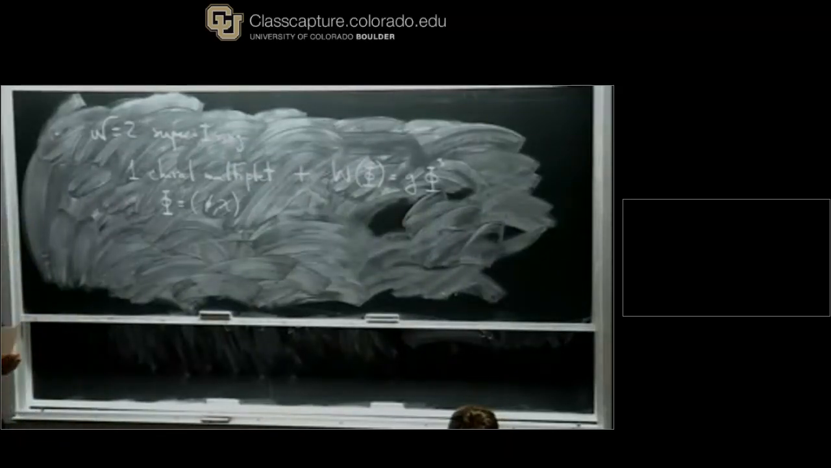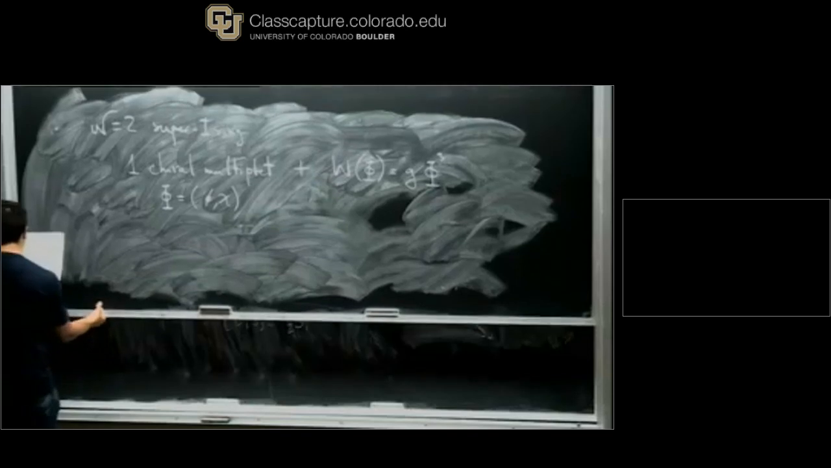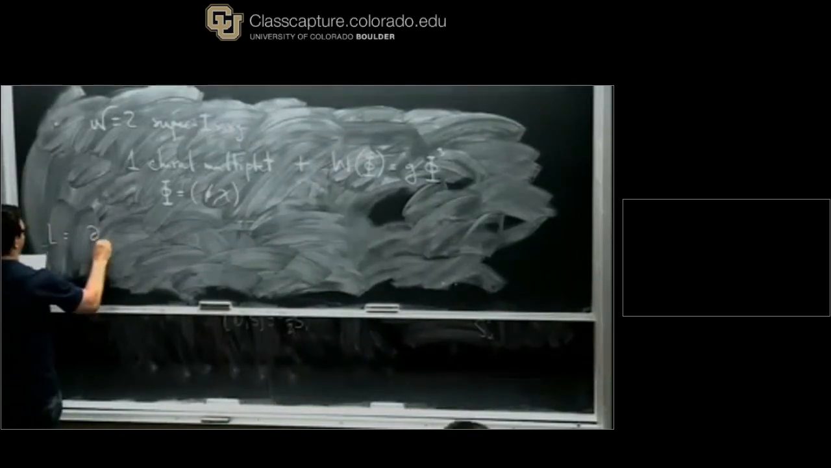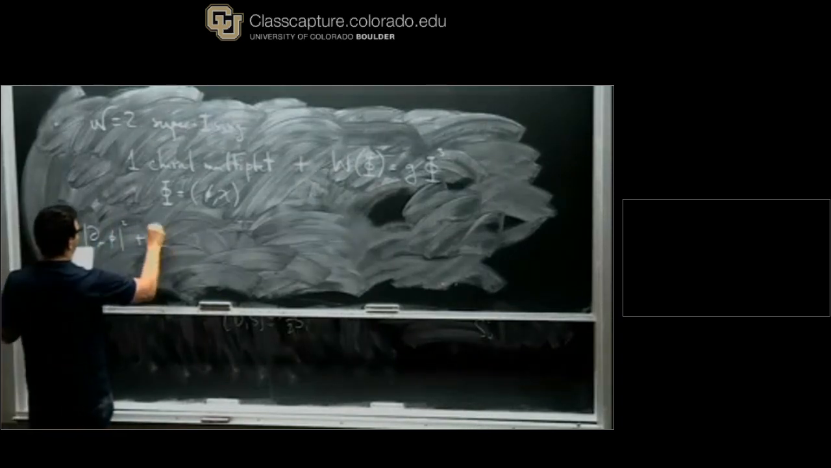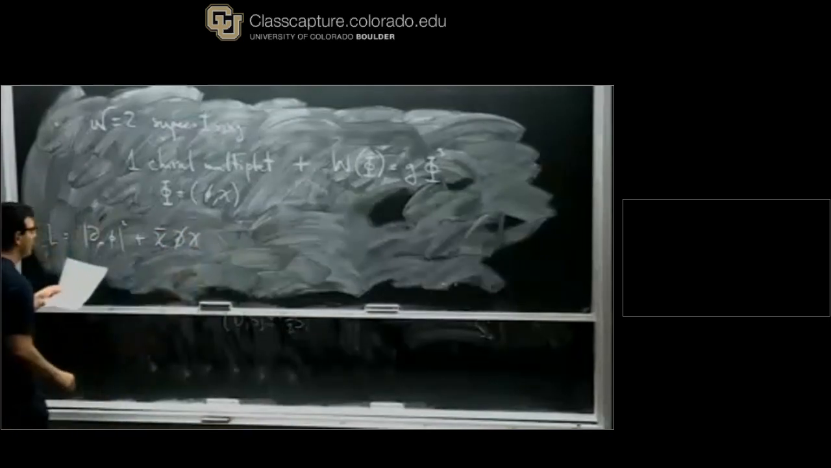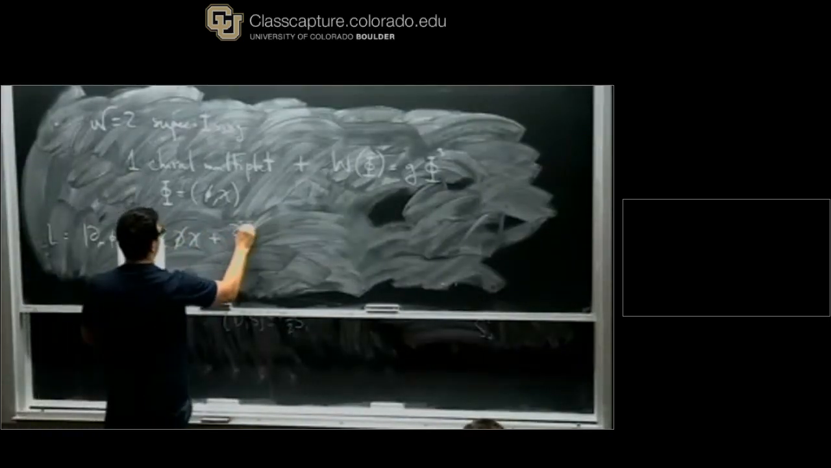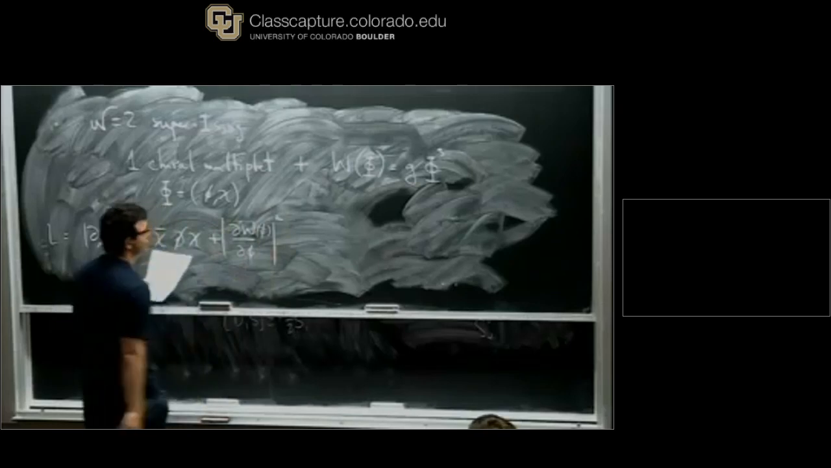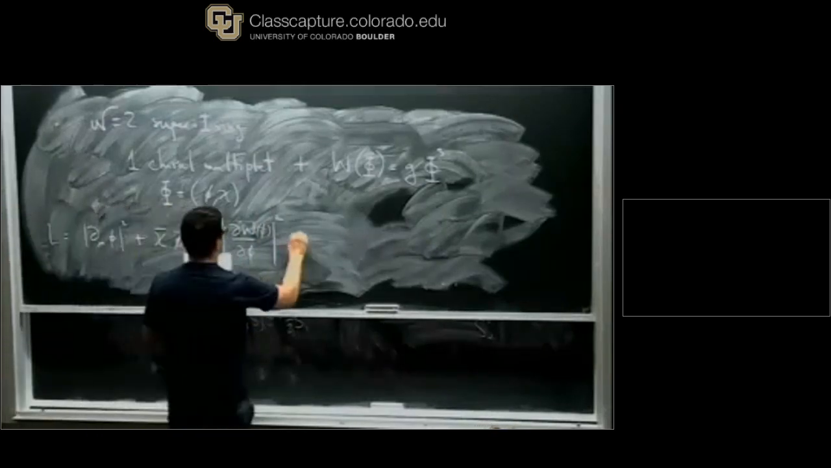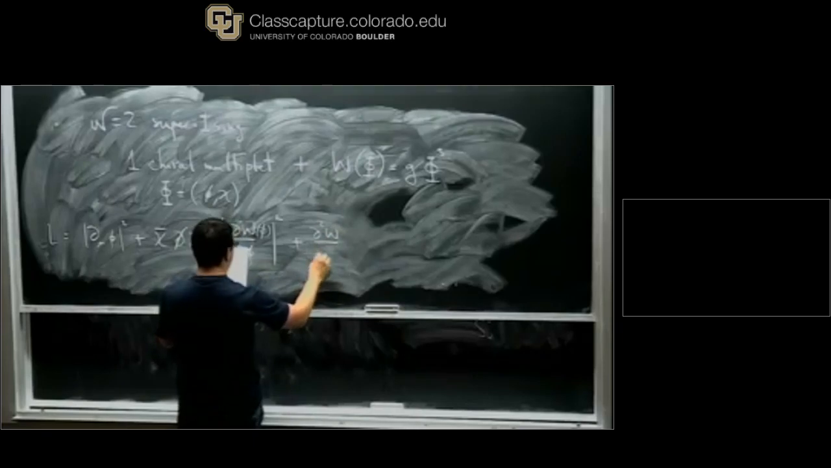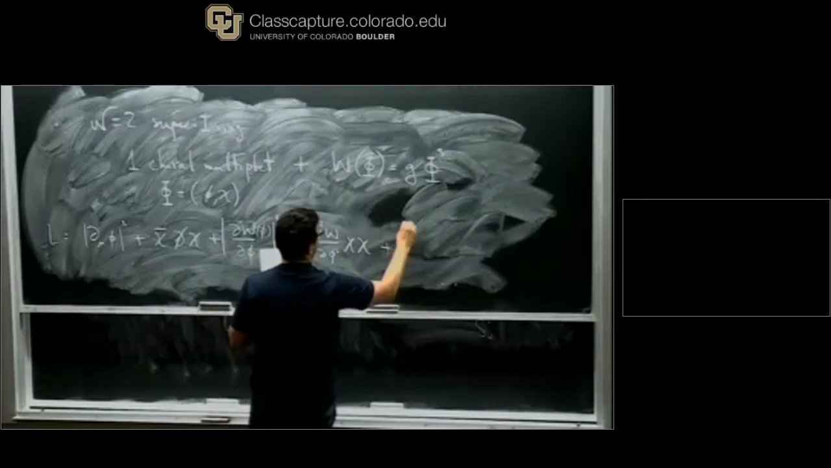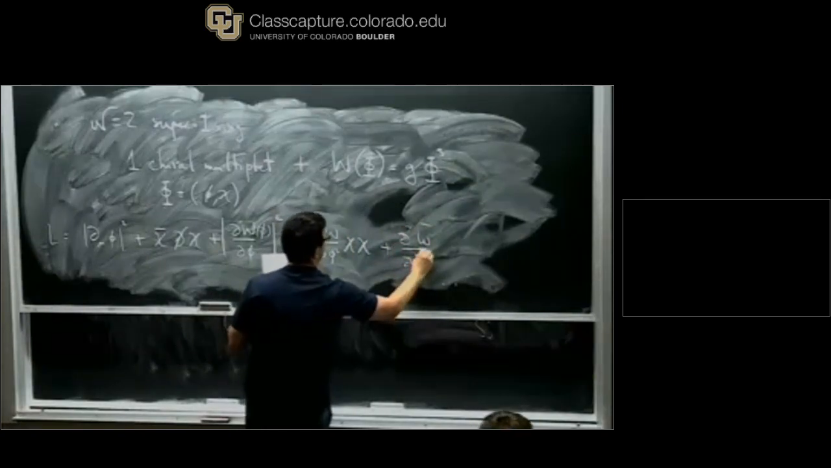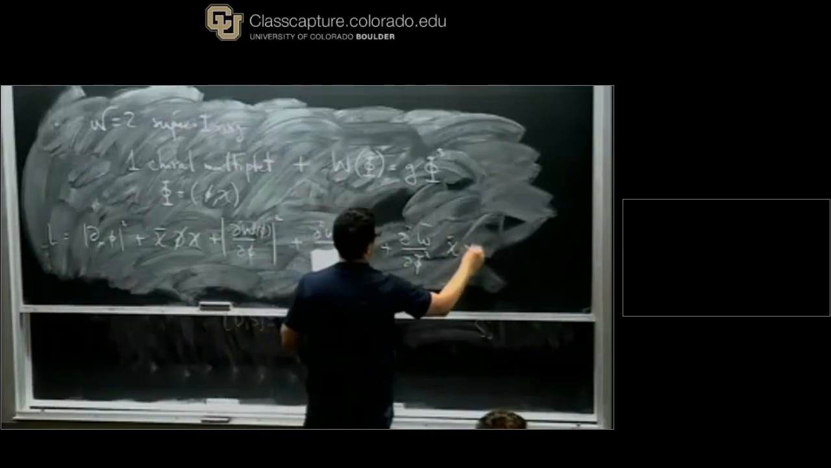In case you're not familiar with this, I can try to write down exactly what the Lagrangian is. So the Lagrangian is this. We have a kinetic term for phi. Phi is complex. We have a kinetic term for chi. Chi is complex. And then we have a term that is a derivative of the superpotential as a function of little phi, quantity squared. And then we have another term that is the second derivative of the superpotential with respect to phi times chi chi. And then we have its complex conjugate, the second derivative of W bar with respect to phi bar, times chi bar chi bar.